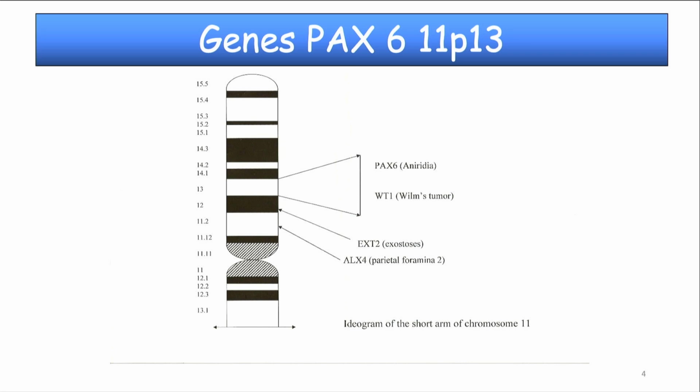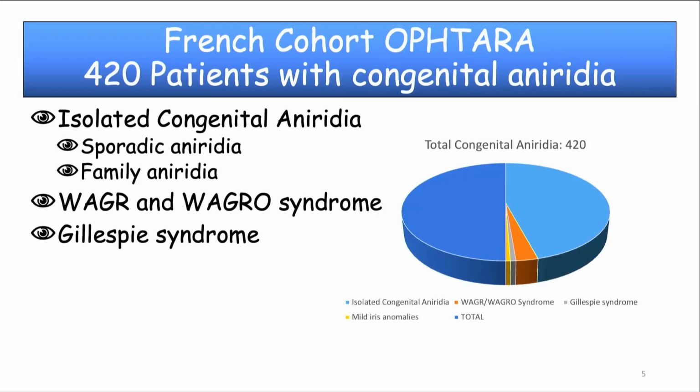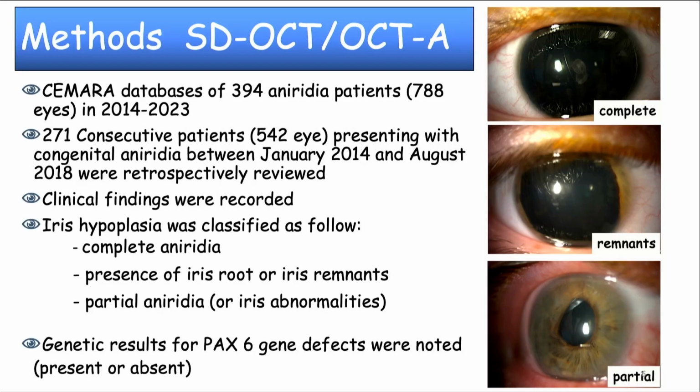We know it's on the PAX6 gene, as you can see on chromosome 11 here. And we sometimes talk about isolated congenital aniridia because there is no other syndrome, but it could be sporadic or familial, and could also be WAGR syndrome, or WAGRO with obesity, or Gillespie syndrome. So we analyzed something special, which is very difficult to get, OCT and angio-OCT.